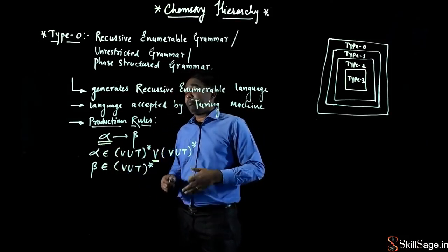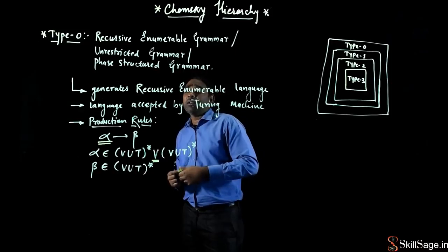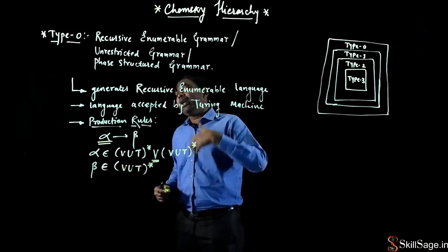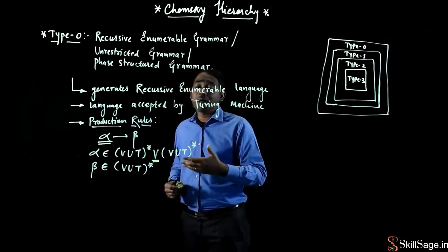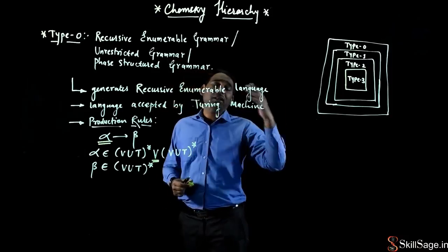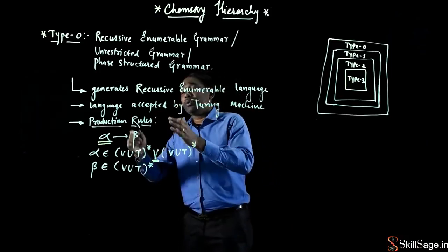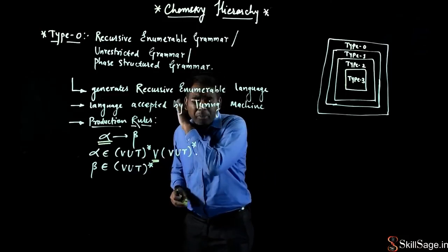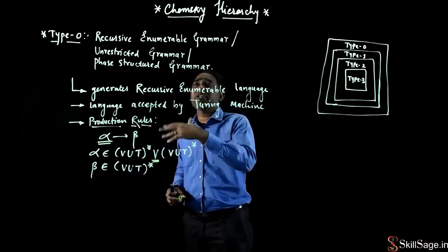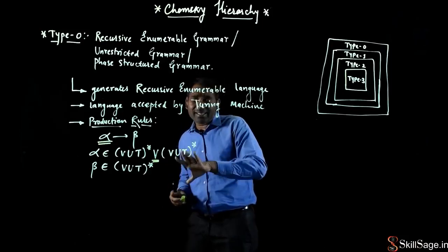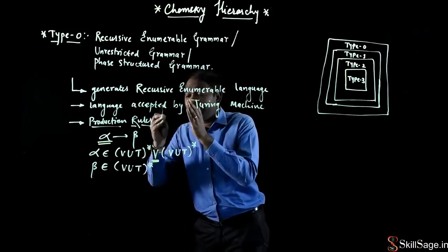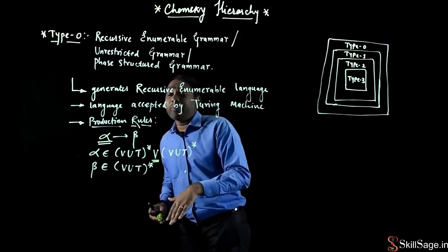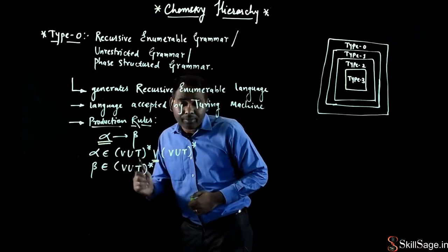So what is beta? On beta there is no restriction. Beta belongs to (V union T) star closure. That means any occurrence of variables or terminal symbols can be present on the right hand side of the production rules. So these are the production rules for unrestricted grammar. He has not put any restriction on them, which is why it is called unrestricted grammar. The only restriction is that at least one variable, or at least one non-terminal symbol, has to be present on the left hand side of the production rule.